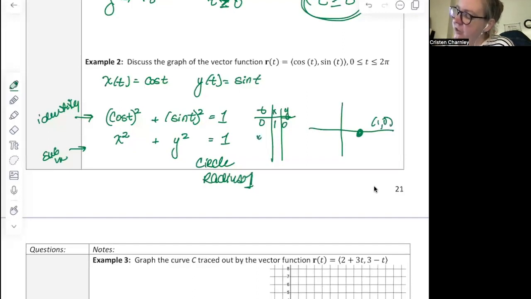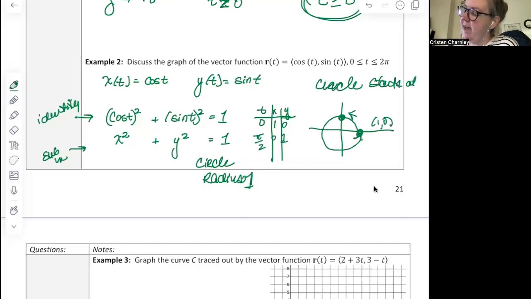If I go to pi over 2, all right, pi over 2, so cosine of pi over 2 is 0, sine of pi over 2 is 1, so now we're up here at this point. I already know that it's a circle. We know where it starts and we know where it ends. So it's going to be drawn in the counterclockwise direction. So we can say it's a circle. It starts at 1, 0, drawn counterclockwise.